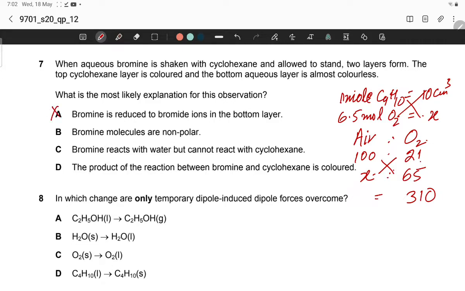Bromine molecules are non-polar. This must be correct because the same poles are there, so bromine is non-polar. So this must be correct.